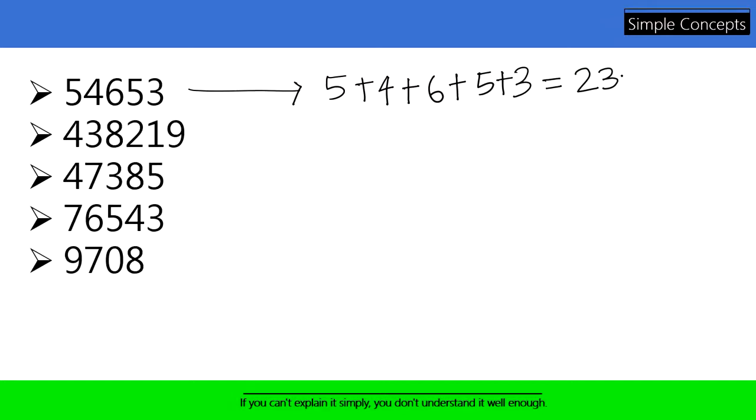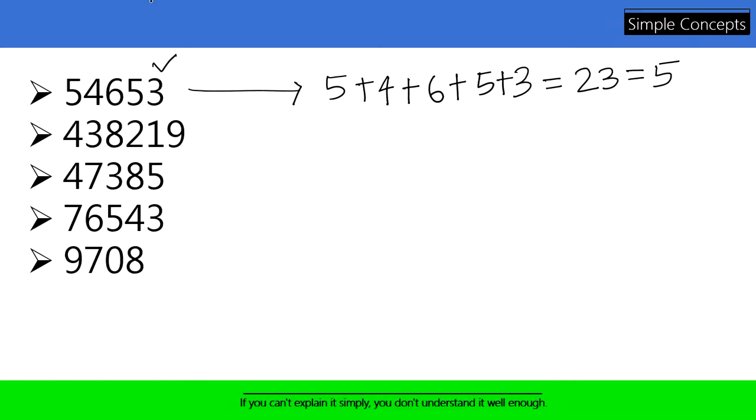The digit sum doesn't end here. What you need to do is again boil down to a single number. Till that time you need to keep adding. So now this will be 2 plus 3 is equal to 5. So 5 is my digit sum for this number.